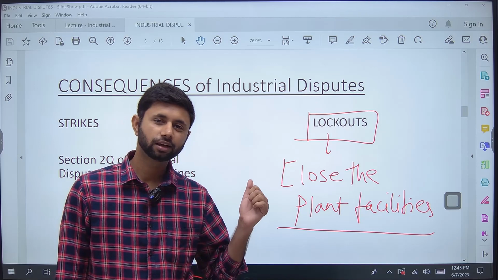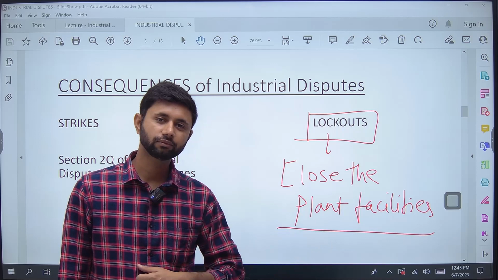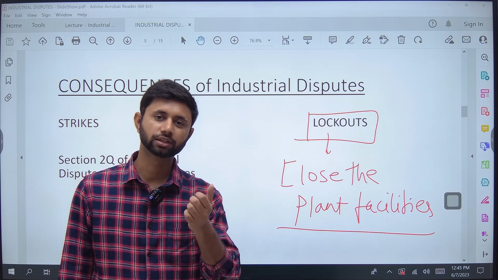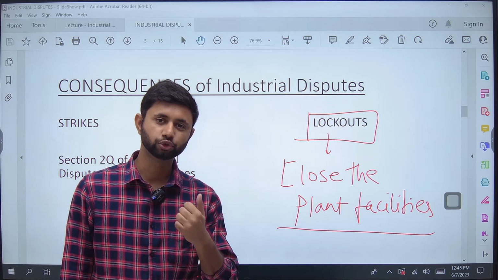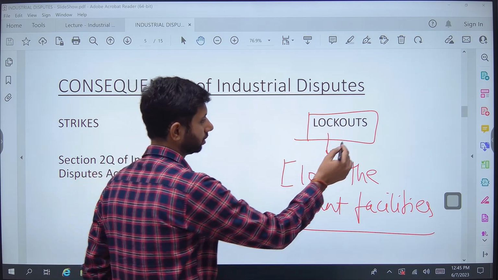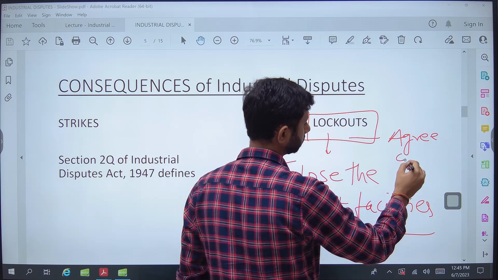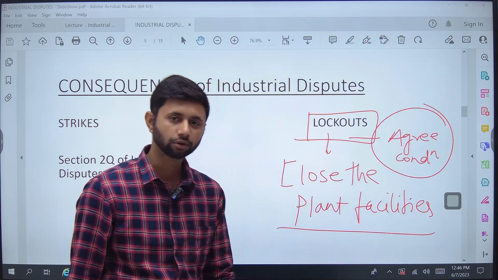Management thinks that for the number of days the plant facility is locked down, the workers won't get their wages. And that's why, to resume their wages, the workers will agree to their conditions. That is the main aim of lockouts.